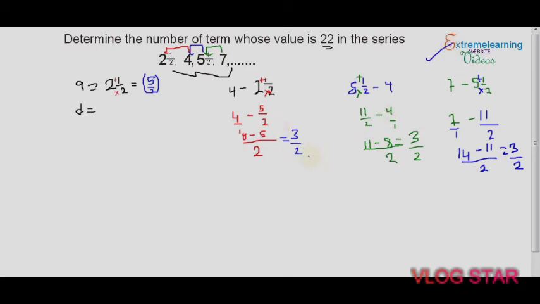Now we notice here that the common difference is 3 over 2 here, and the same 3 over 2 reoccurs here. The same 3 over 2 also reoccurs here. So our common difference now is 3 all over 2. So we'll leave it in this form.